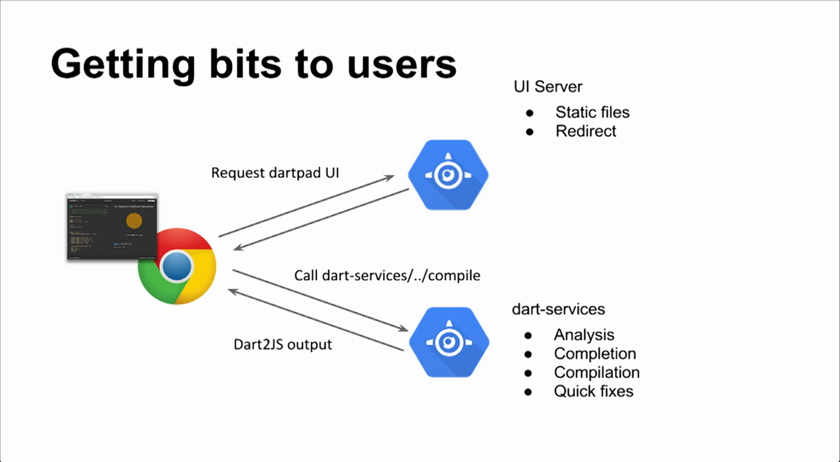We actually split the project into two parts. As I mentioned earlier, one of the ideals here was that the Dart services should be usable by people who don't really want any of our UI. They should be able to use it as a standalone component. So we split AppEngine accordingly. We serve static files, CSS, HTML, compiled JavaScript to users from one instance, and then we serve services from another instance. That does analysis, completion, compilation, quick fixes. So what that does is gives you an application that runs in a web browser and does the right thing. So, hosting.